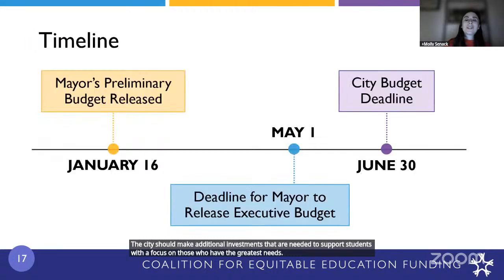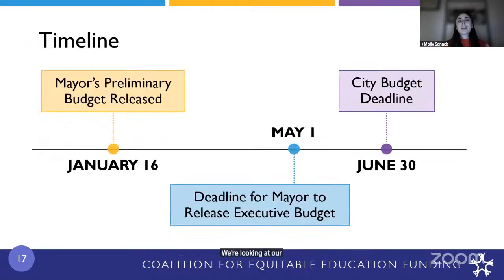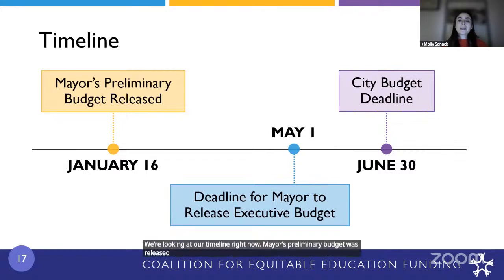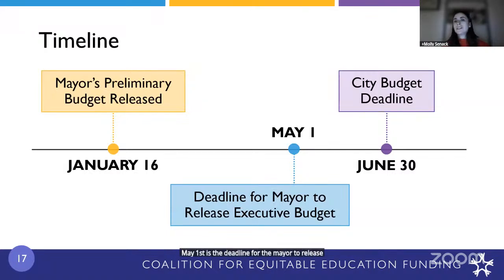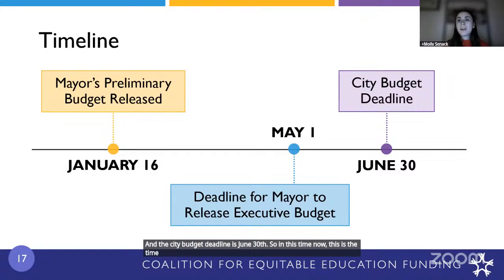We're looking at our timeline right now. The mayor's preliminary budget was released January 16th. May 1st is the deadline for the mayor to release the executive budget, and the city budget deadline is June 30th. So this is the time for us to call the mayor, to call city council members, to ask them to please not cut this funding.